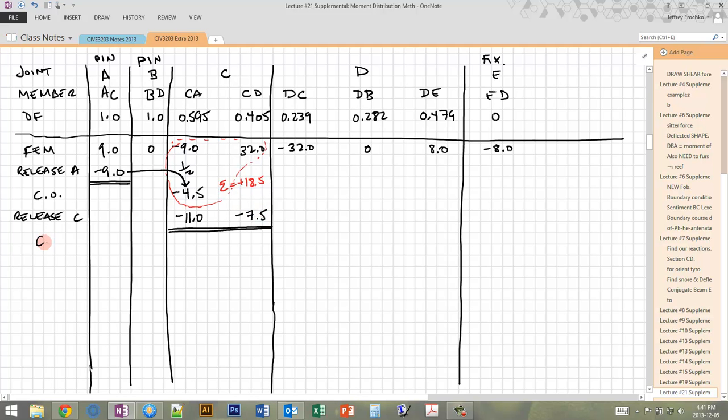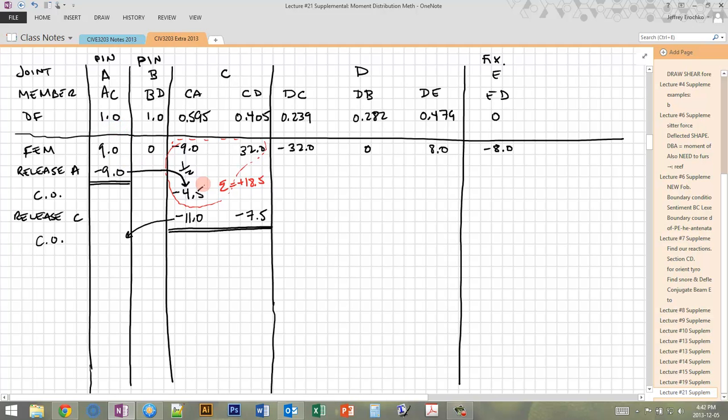Now, of course, we can't forget that we have to do our carryovers. So let's start with CA. CA carries over to AC, but we can't carry over anything into a pin. We can only carry over into a fix.